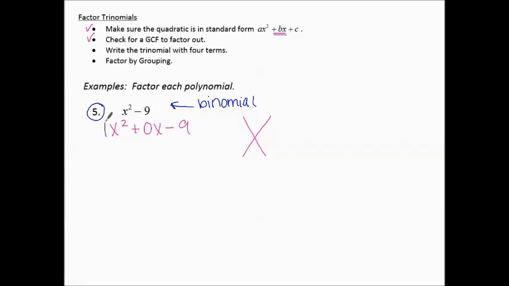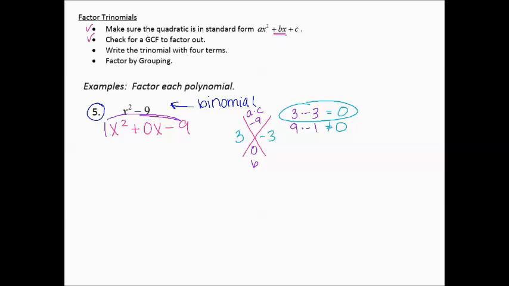I want to do a times c, 1 times negative 9 is negative 9, and my b term is 0. So I need two numbers that multiply to be negative 9 and add to be 0. So let's look at the factors of negative 9. I've got 3 times negative 3, 9 times negative 1. 3 minus 3 does equal 0. 9 minus 1 does not equal 0. So there are my two numbers, 3 and negative 3.